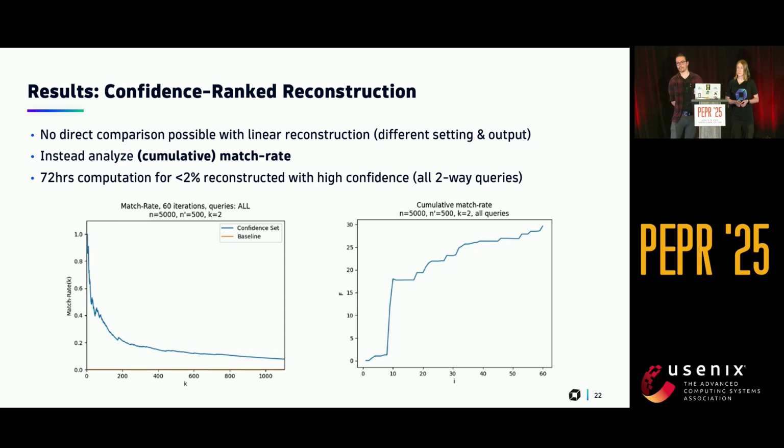For that, the expectation is that it's continuously decreasing, which captures the fact that correct matches should have higher confidence. The second metric we analyzed is the cumulative match rate, and this is essentially just the integral of the previous graph for each iteration. This is trying to capture the fact that letting the reconstruction run for longer gives the attacker better results, because a higher cumulative match rate means both more matches and matches with higher confidence.